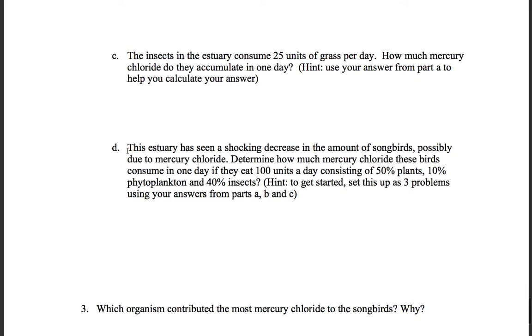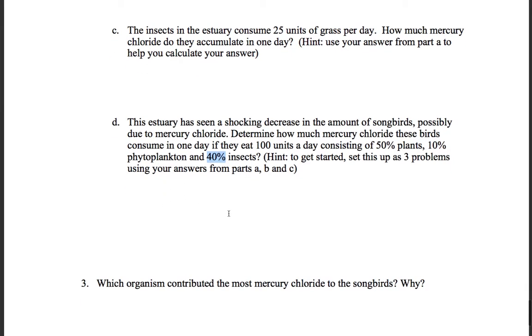And then this last one, D, is the real kicker. Now you have a type of bird, songbirds, and they eat a variety of things. So what you're going to have to do is split up this 100 units between its different types of food that it likes to eat. And then you're going to have to do 4 separate problems based on your answers to A, B, and C. And then you add them up.